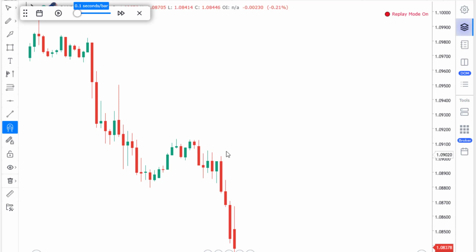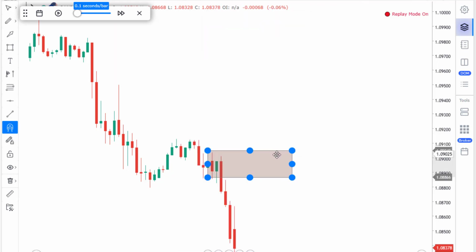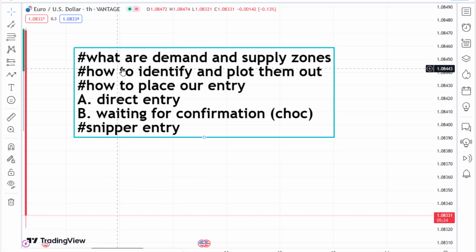So what you do now to identify and plot them according to our course outline, you simply mark out this zone here. You mark out the zone where you see these candlesticks, the last bullish candle that was formed before this strong bearish move. You can see these are only red candles, and you wait for price to come back and tap to the zone. Because in our course outline we actually talk about how to identify and plot them.